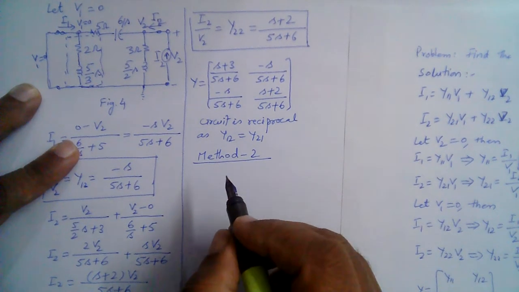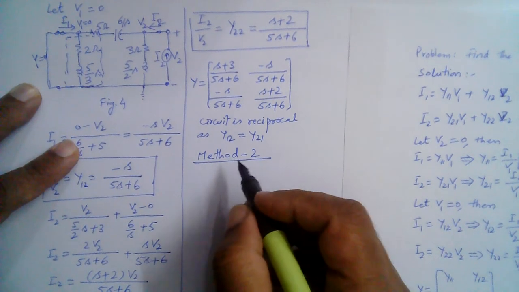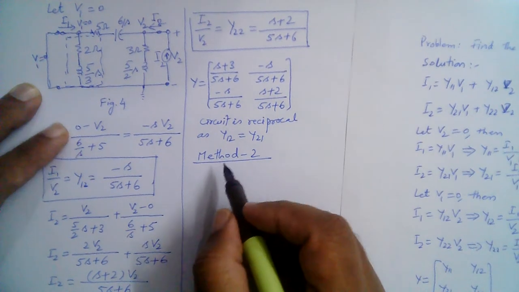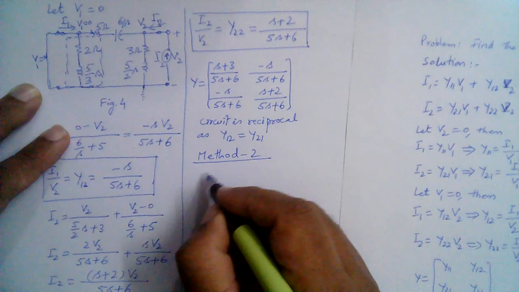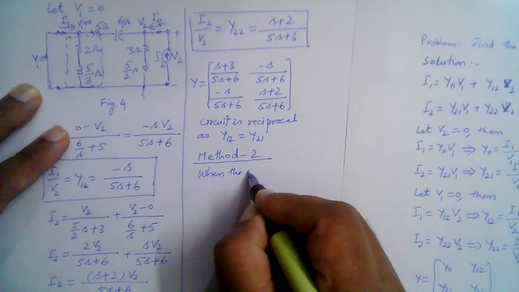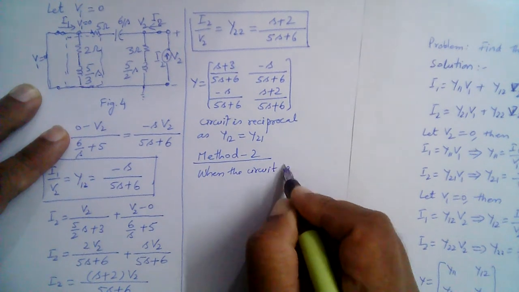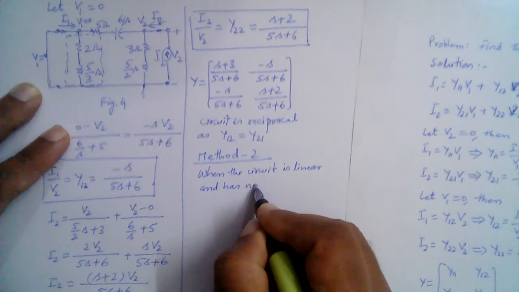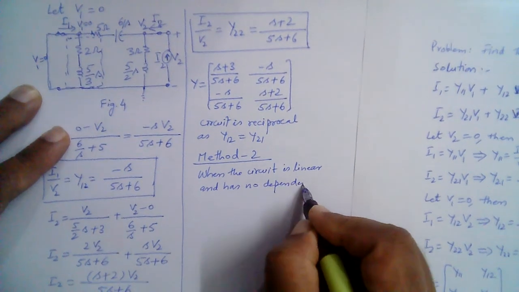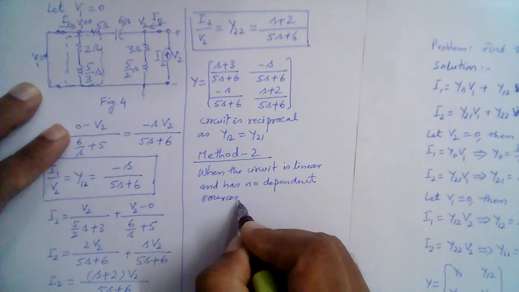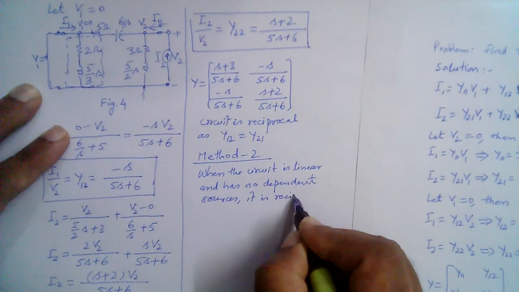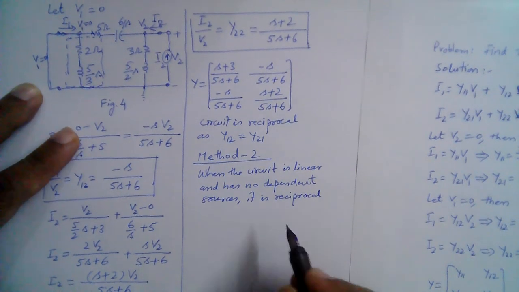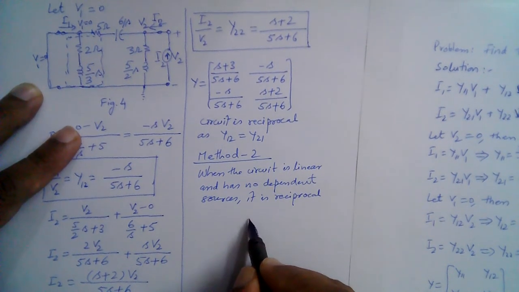So let's apply method 2. When the circuit is linear and has no dependent sources, it is reciprocal and can be expressed in an equivalent pi network, right? So the equivalent pi network is given like this.